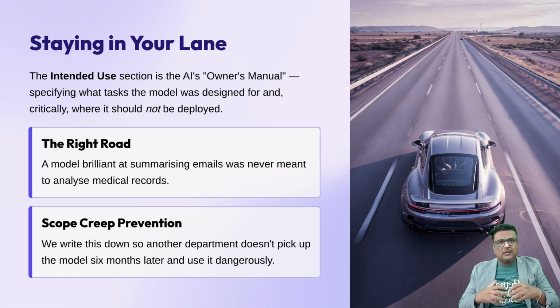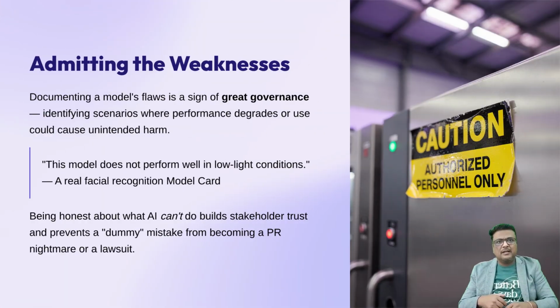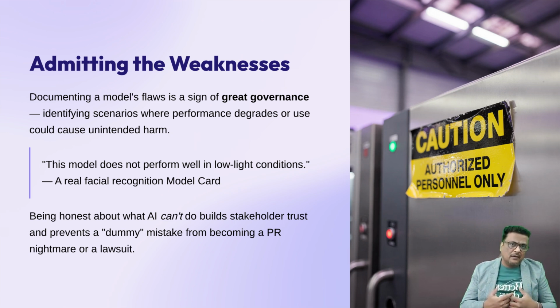But even if you know what the model should do, you have to be honest about where it struggles. Which brings us right into our next step, which is documenting limitations and out of scope use. Let's break this down together. Admitting a model's flaws is actually a sign of great governance. In professional terms, this is limitation disclosure, which involves identifying and documenting the scenarios where the model's performance may degrade or where its use could lead to unintended harm. To put it simply, this is the warning label.